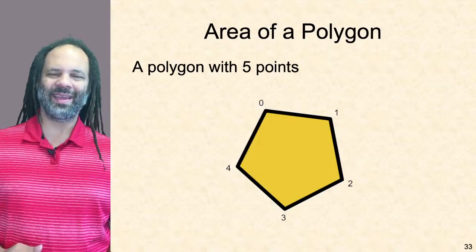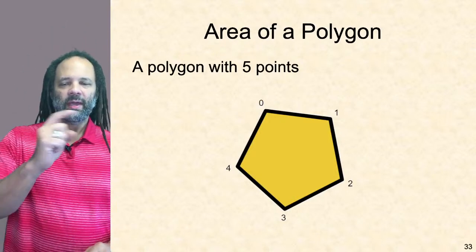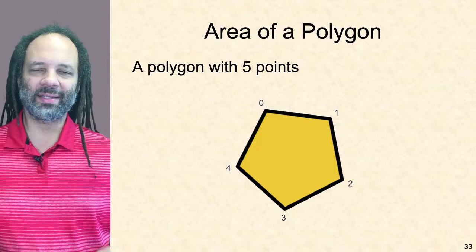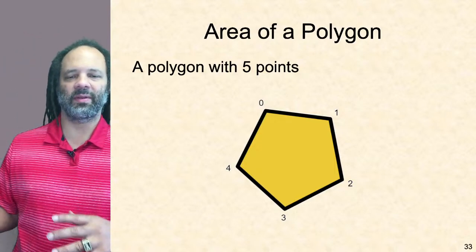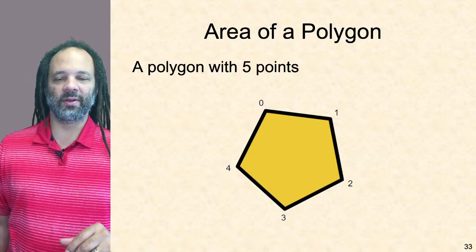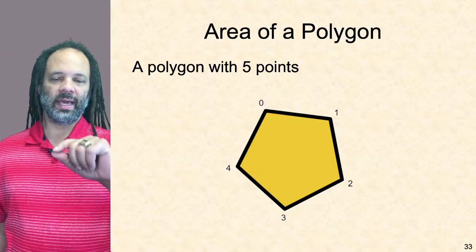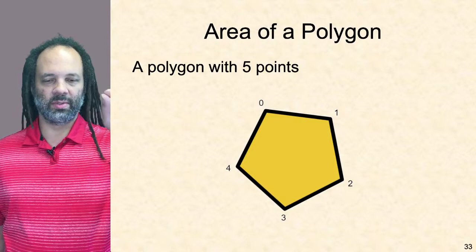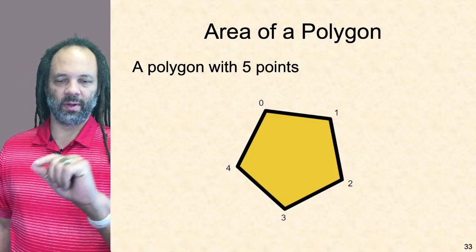Trapezoids, you say? Yes, I say traps. So here is a simpler polygon. It still would work with something as complex as the previous one, but this is just a lot nicer to look at. And we can see that we've got our vertices numbered, and in this case they're going clockwise, 0 to 1 to 2 to 3 to 4, back to 0.